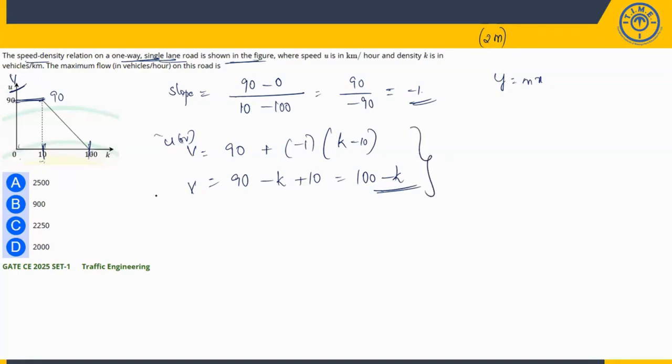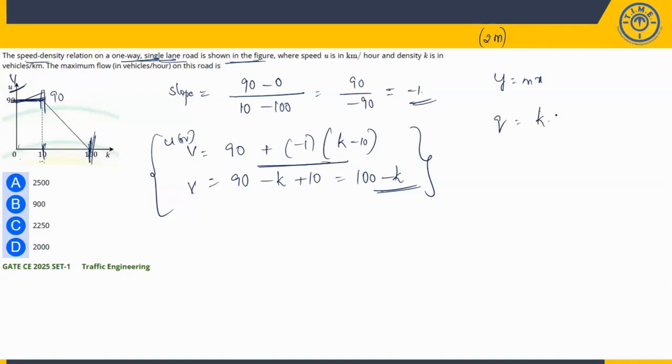Anyone have any doubts in this? Please let me know. Then we will move forward with this question. Up to this point, there is no slope. From this to this point, we found the slope, we established the relation. Therefore, we got v equal to 100 minus k or u equal to 100 minus k.